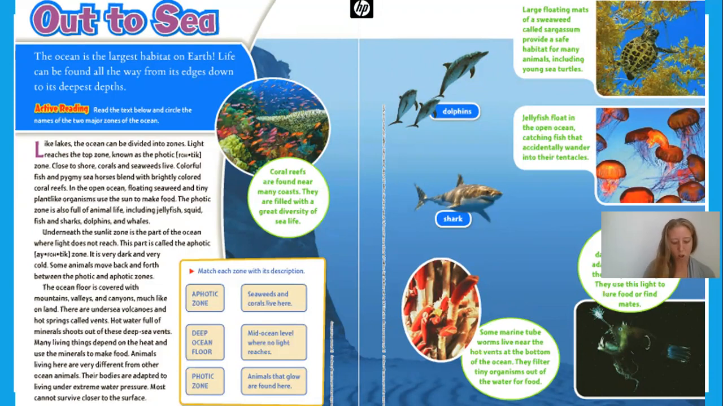Okay, so let's talk a little bit about the zones. If you're looking at the bottom of the page, you can see it says match each zone with its description. So just like the lakes and the freshwater environments have zones, we also have zones in the ocean as well.